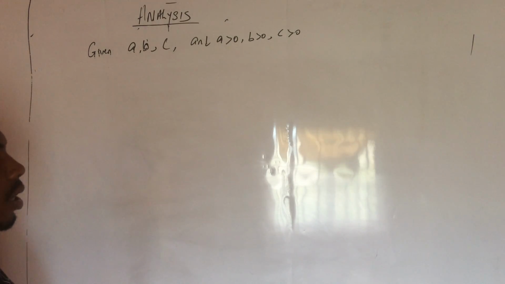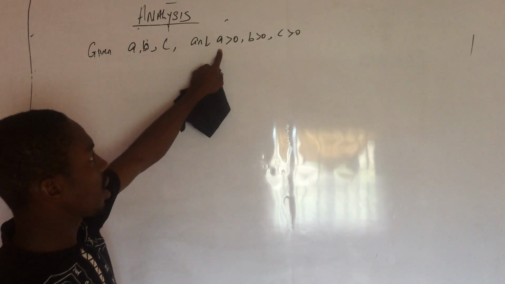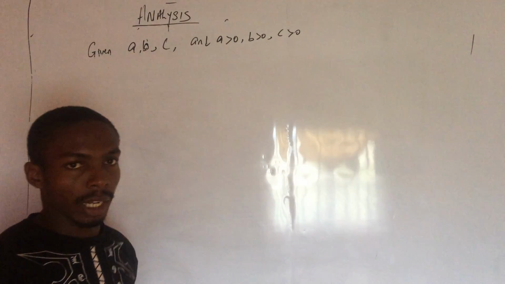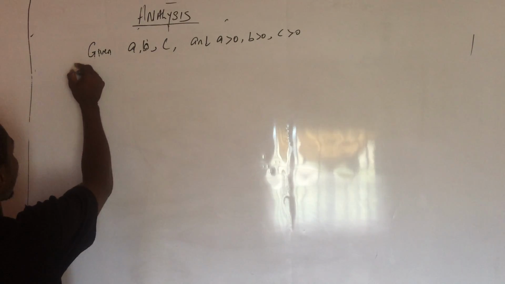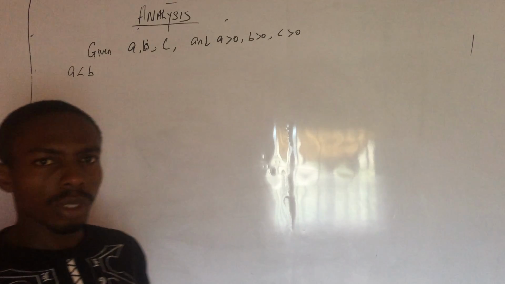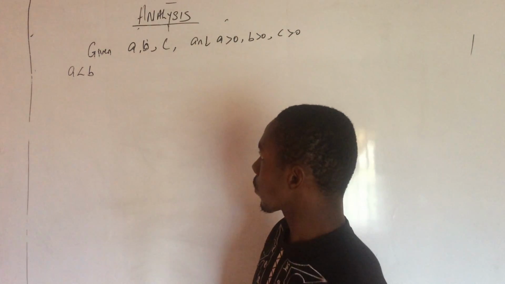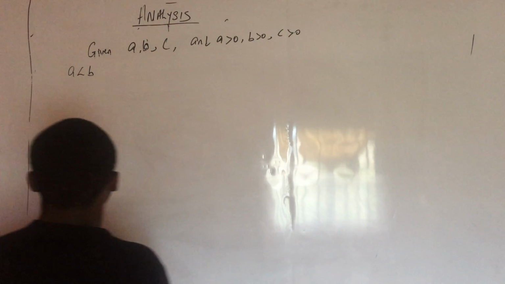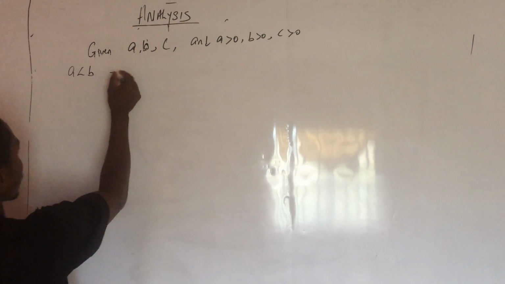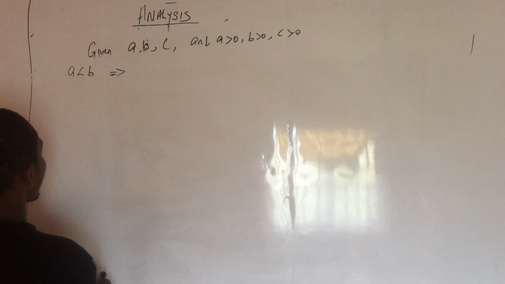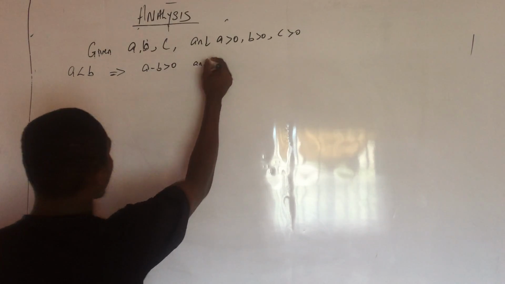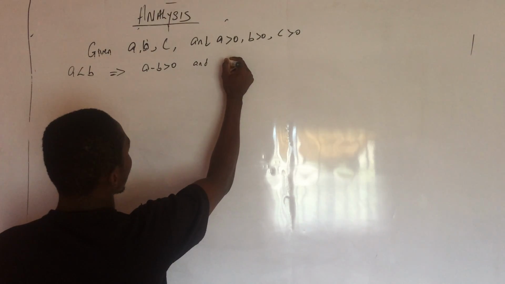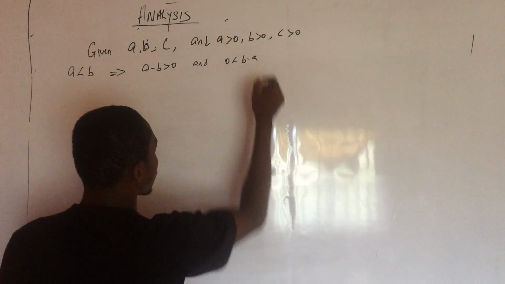In this particular video, I'm going to be showing you some things. Given A, B, C, with A greater than 0 and B greater than 0. Now let's take two numbers. Let's say A is less than B. What does A less than B imply? This implies that A minus B is less than 0, and 0 is less than B minus A.